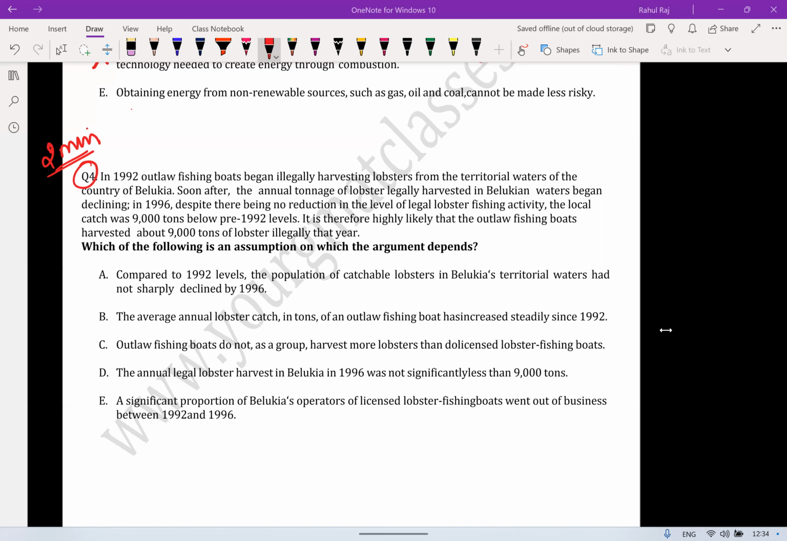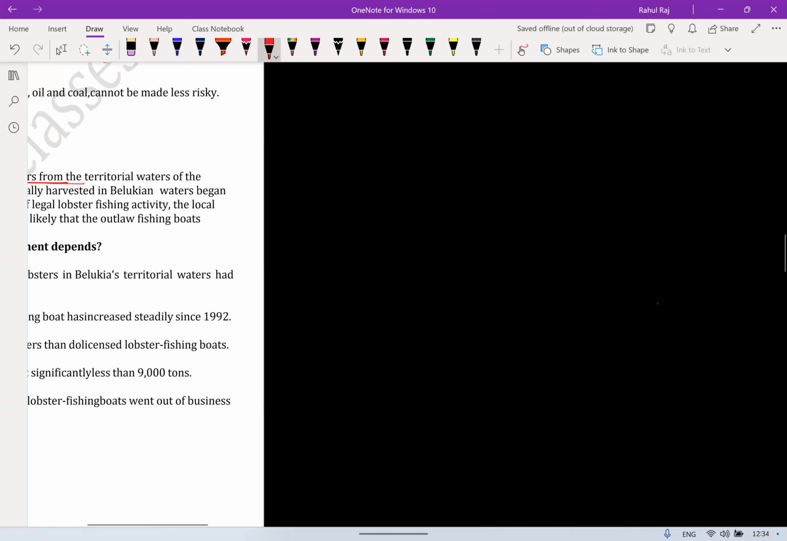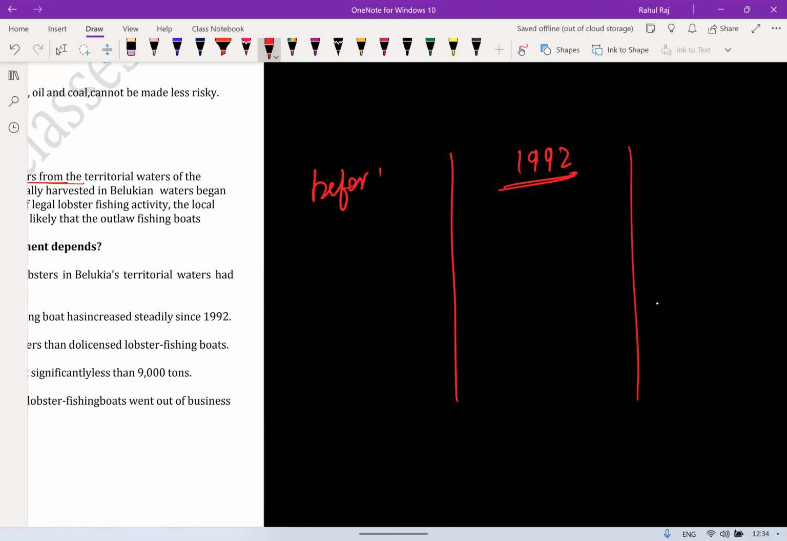All right. Okay, so see here. It says that in 1992, outlaw fishing boats began. Outlaw means illegal boats. Let's say it's an illegal boat. In 1992, outlaw fishing boats began illegally harvesting lobsters from the territorial waters of country Belokia. What can you infer from here? If I draw a chart, it says in 1992, illegal boats began illegally harvesting lobsters. What can the inference be? That before 1992, there were no illegal boats. There were only legal boats.